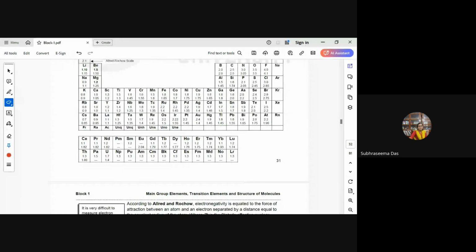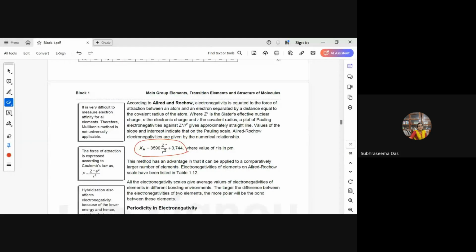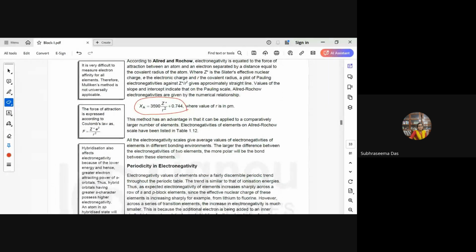And here in table 1.2, the electronegativity values present in the Pauling scale and the Allred-Rochow scale are almost comparable values. All the electronegativity scales give average values of electronegativity, and in general we say that the larger the difference between the electronegativities of the two elements, the more polar the bond will be between these two elements.